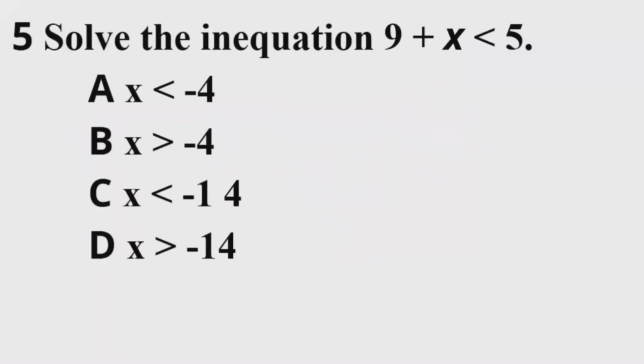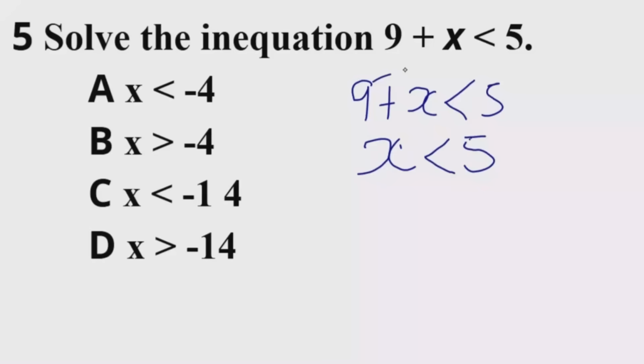Question 5 was as follows. Solve the inequality 9 plus x is less than 5. So to solve this one, first we are going to rewrite the entire expression, which is 9 plus x is less than 5. Okay, so what do we do? We leave x on one side of the sign, so we have x is less than 5. Then 9 crosses the sign and becomes minus 9.